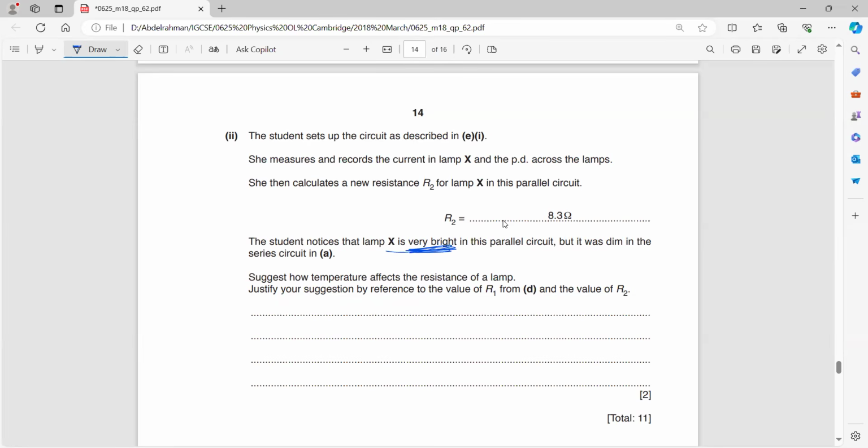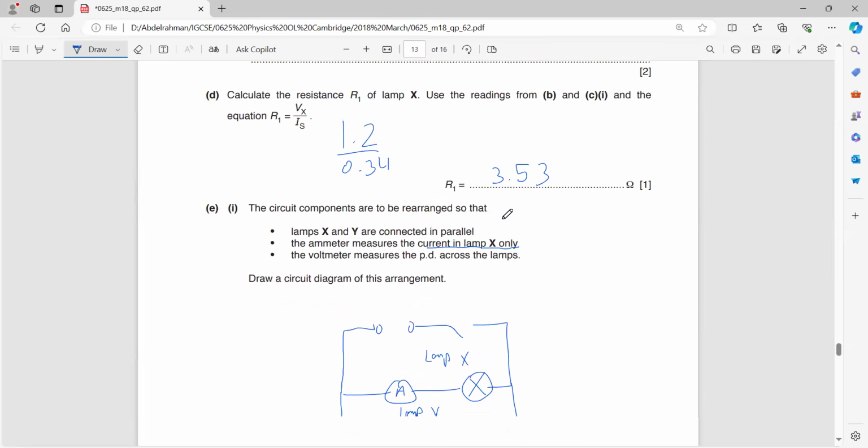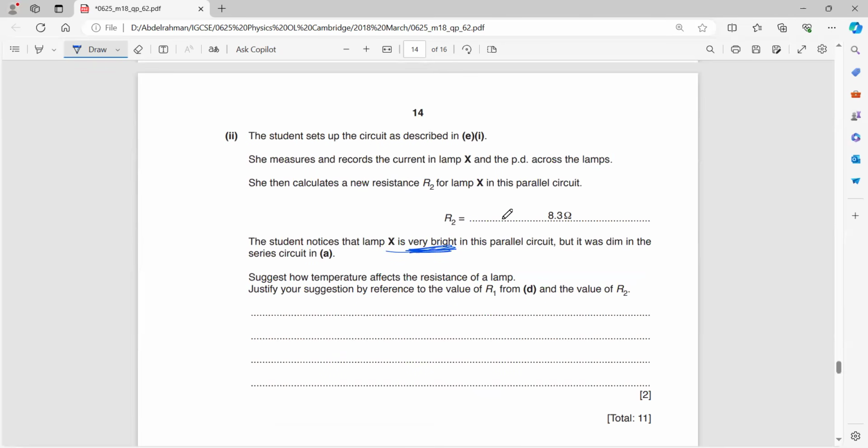What does this have to do with the brightness? Or what does this have to do with the resistance? It's quite obvious. When the resistance increased, what happened to the brightness? It increased. Initially, the resistance was 3.5 ohms. Now the resistance has become 8.3 ohms. As the resistance increases, the brightness increases. That's it. They are directly proportional.